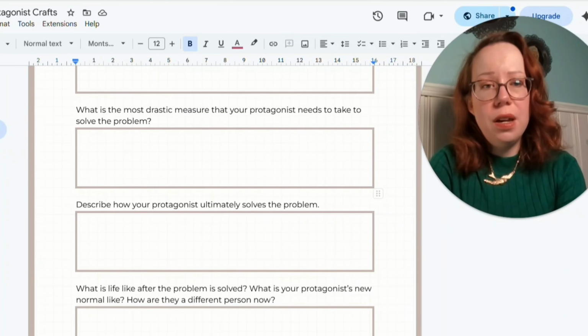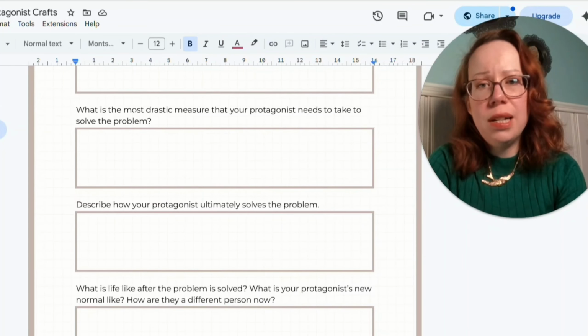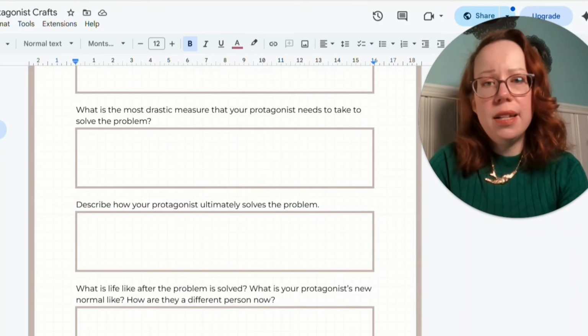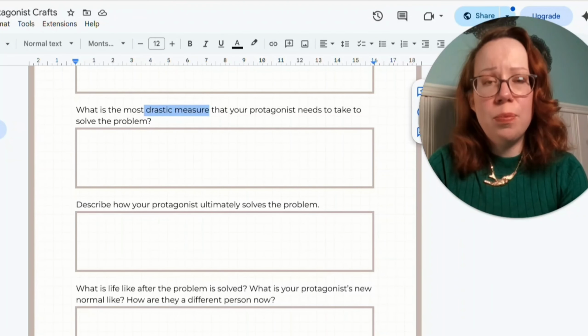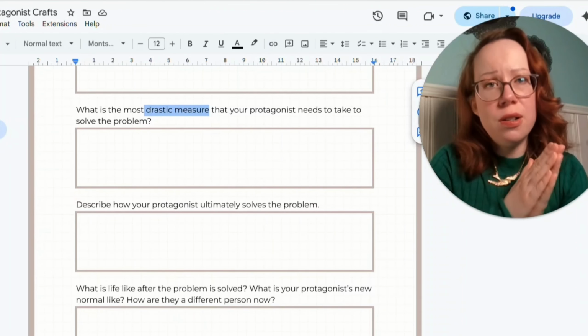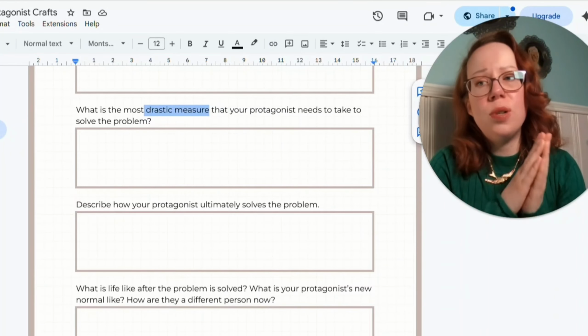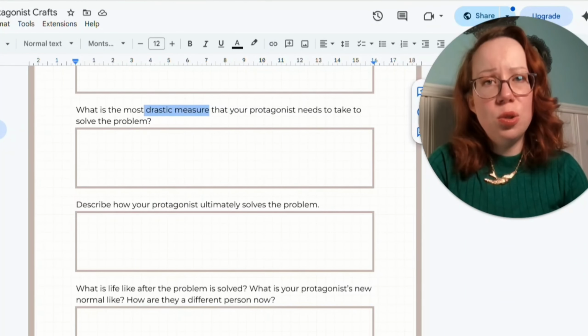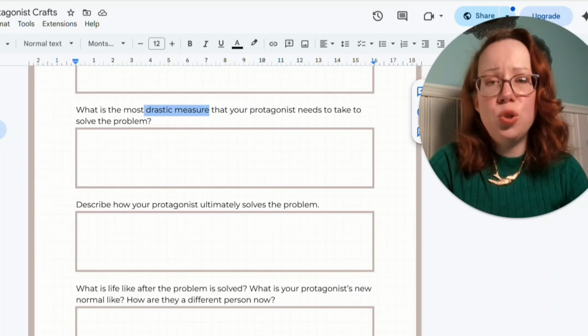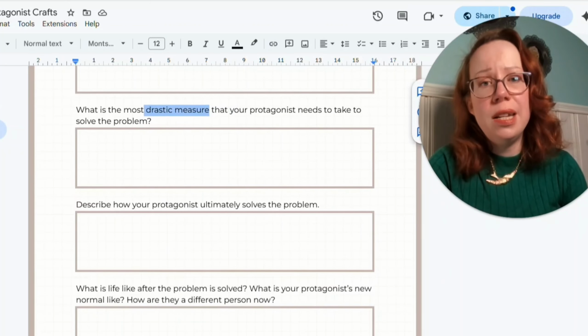And then what is the most drastic measure that your protagonist needs to take to solve the problem? And I've been talking about change here a lot, and you need to realize that this drastic measure can't be something that they could have done in the beginning, because they're not the same person as they were in the beginning of the story. At this point, when they're actually solving the problem, they need to do something they wouldn't have been able to do before.